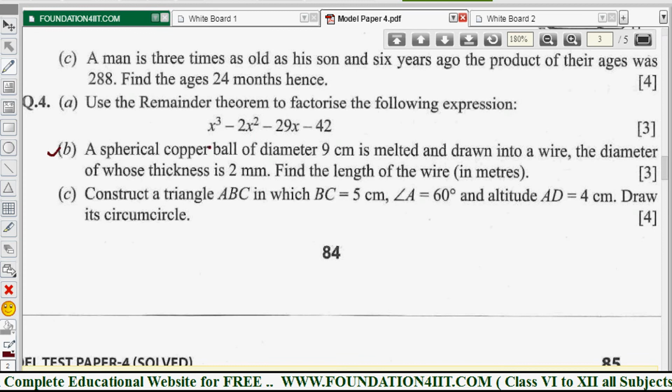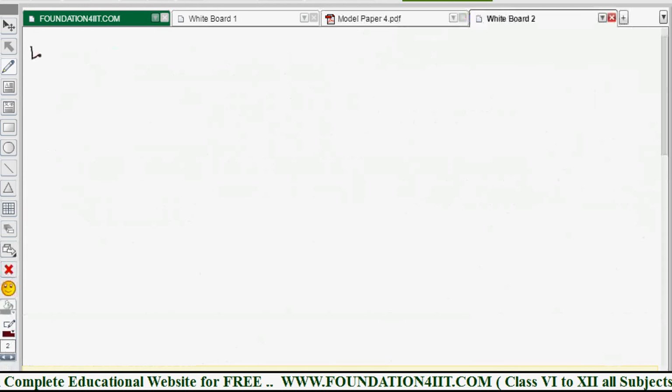So first let us find the volume of this copper ball. This is a spherical ball. This one is melted and recast into some length of wire. For this, the radius is given. So you can take this as a spherical shape. From here to here is 9 by 2 centimeters.